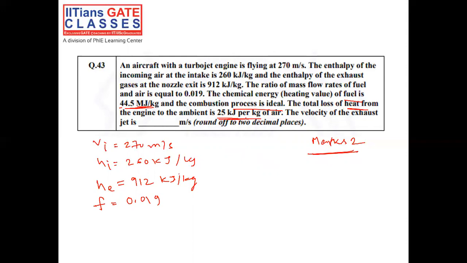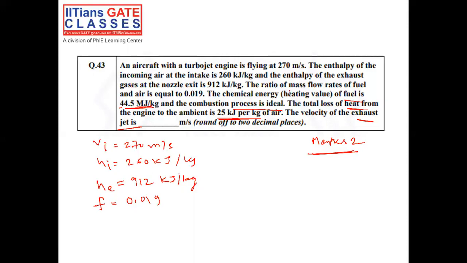Okay, so we're supposed to find the exhaust jet velocity. Now in this problem no information has been given for the compressor and turbine, so we can consider them as an ideal compressor and ideal turbine with efficiencies equal to 1. Here we can do the energy balance equation across the combustion chamber.